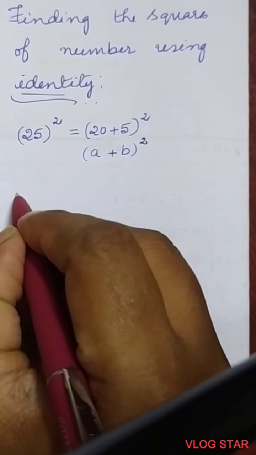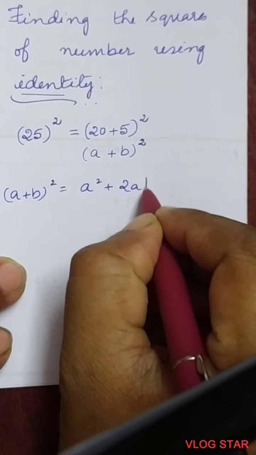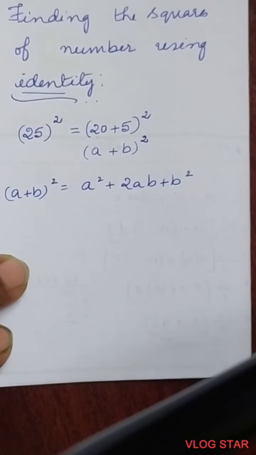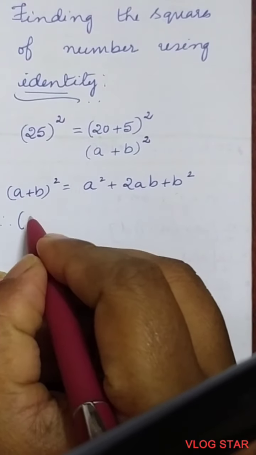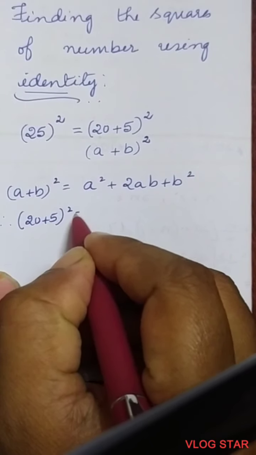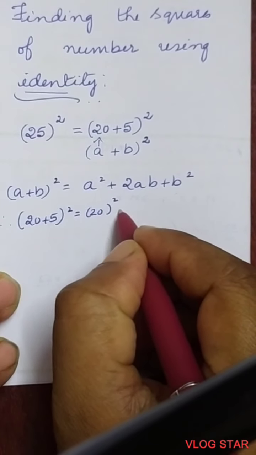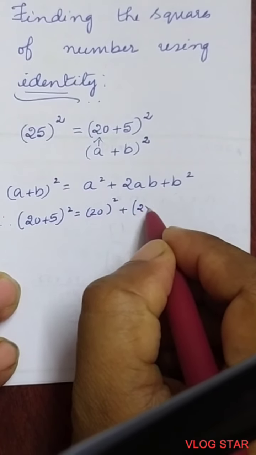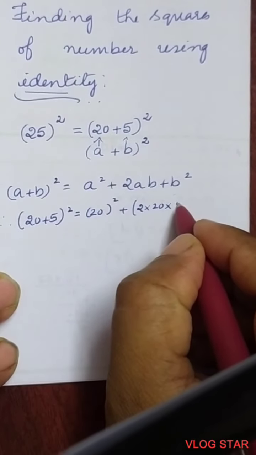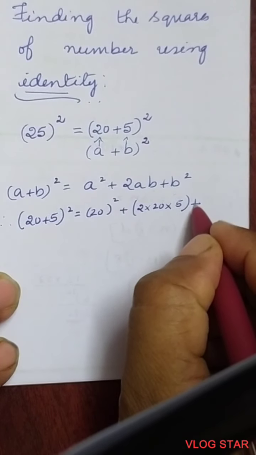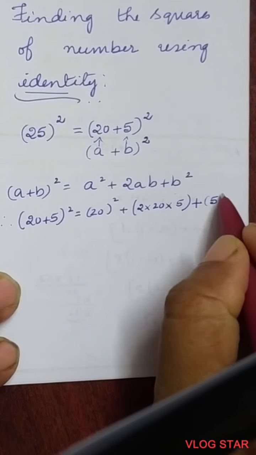So what is the identity? A plus B the whole square is equal to A square plus 2AB plus B square, is the formula or identity we are calling. Now here we have 20 plus 5 the whole square. Now what is A? I told you A is equal to 20, square. Then 2 into A into B. 2 into A is equal to 20. B is equal to what? 5. Close the bracket. Then plus sign, write as it is. B square. What is B? B is 5. So 5 whole square.